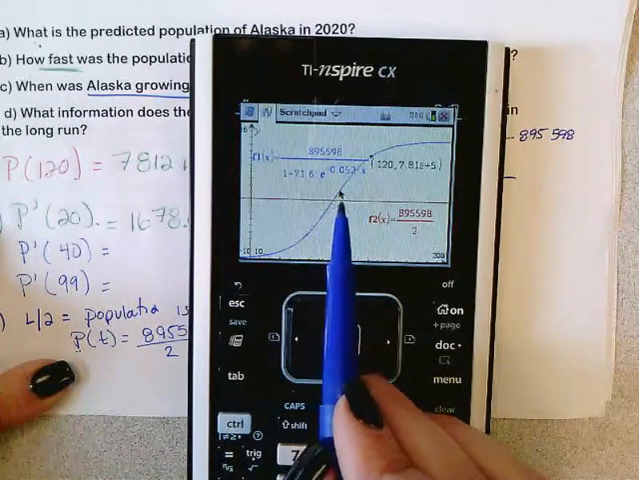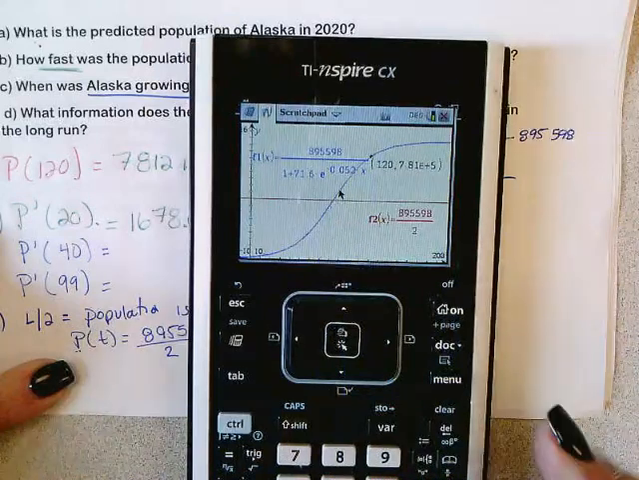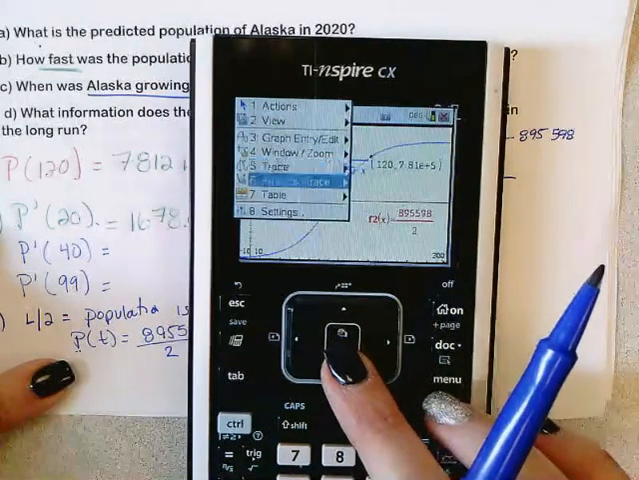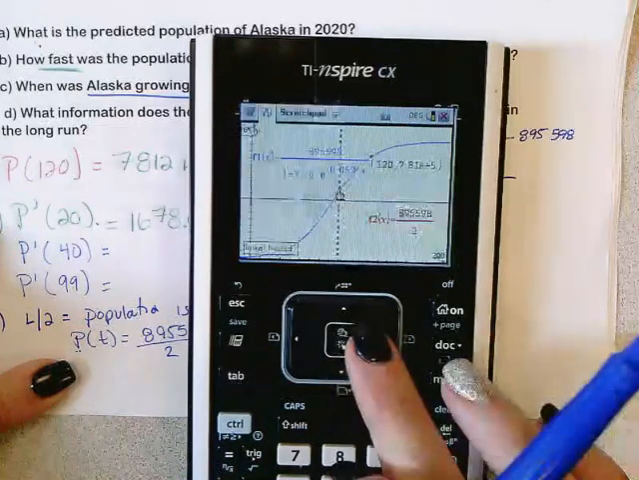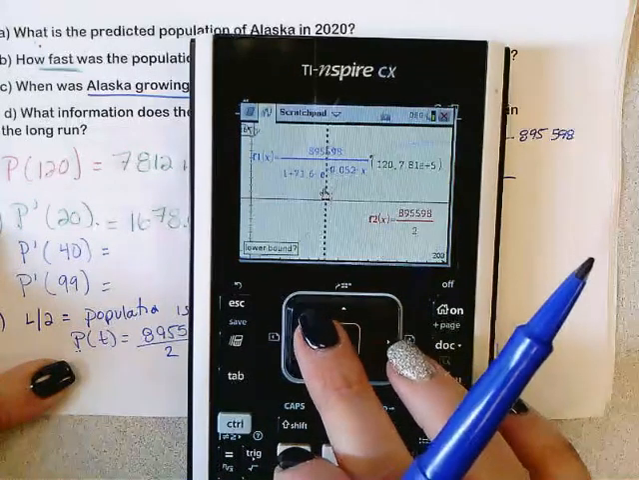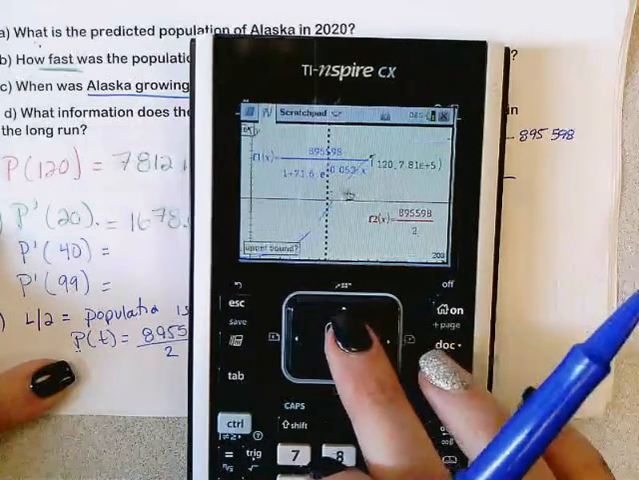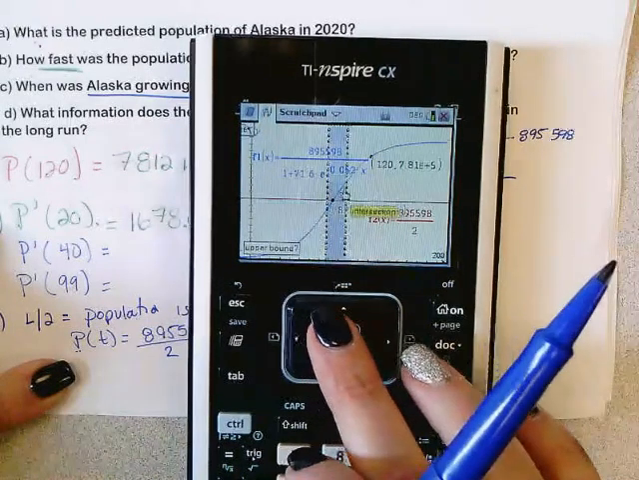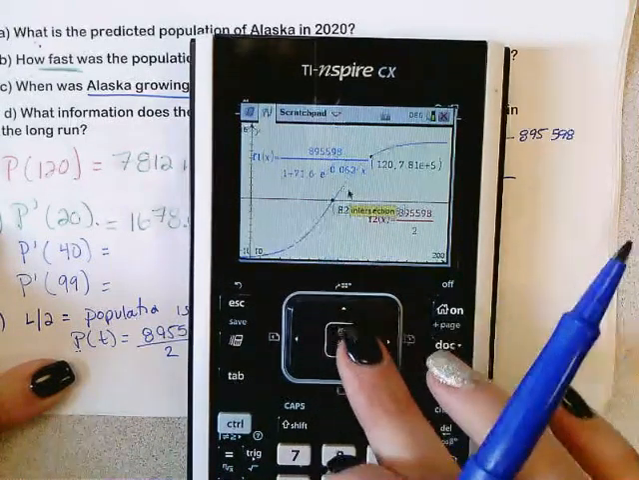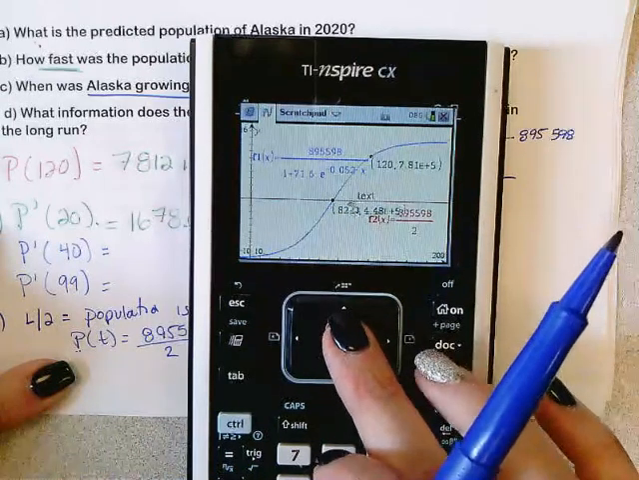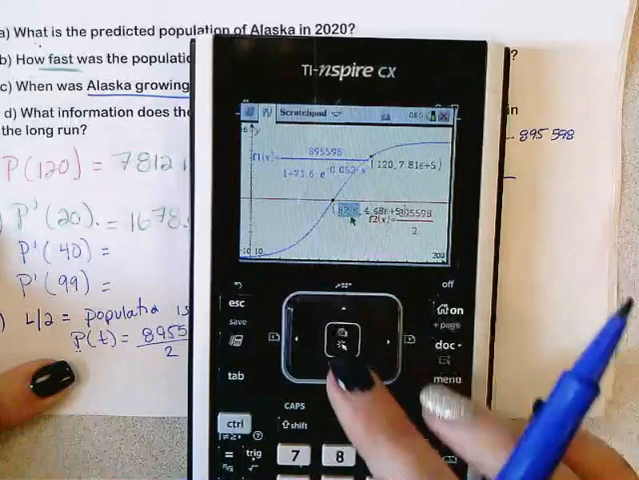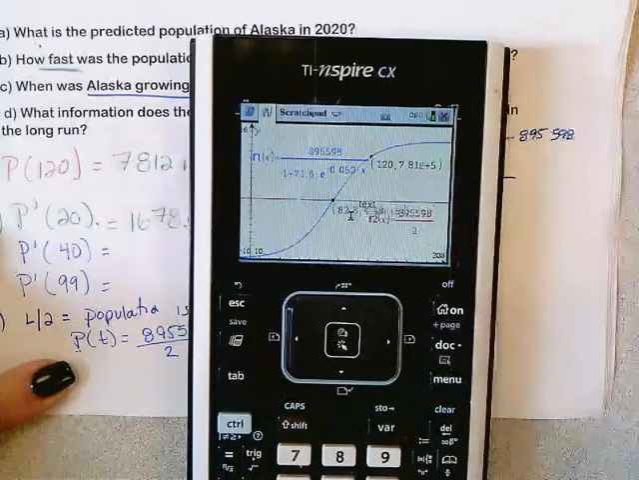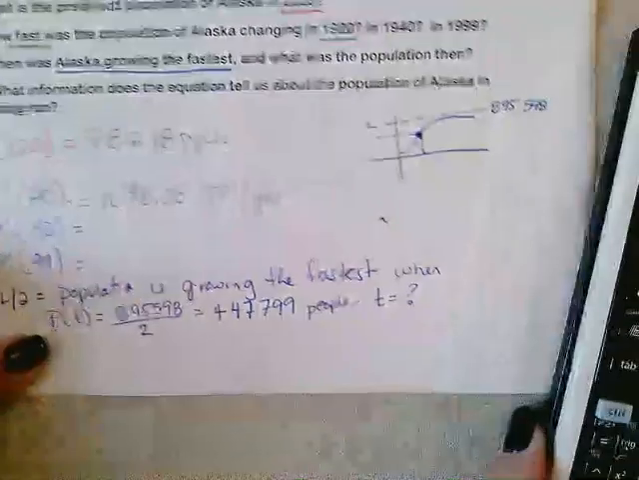And how do we find out what this point is? We find the intersection. So we analyze the graph, find the intersection, lower bound, right? We sandwich in that intersection, and there it is. It's growing the fastest at 82.8 years.